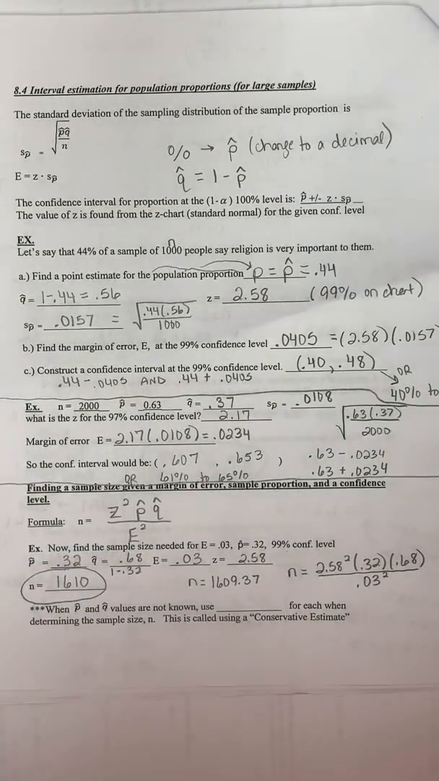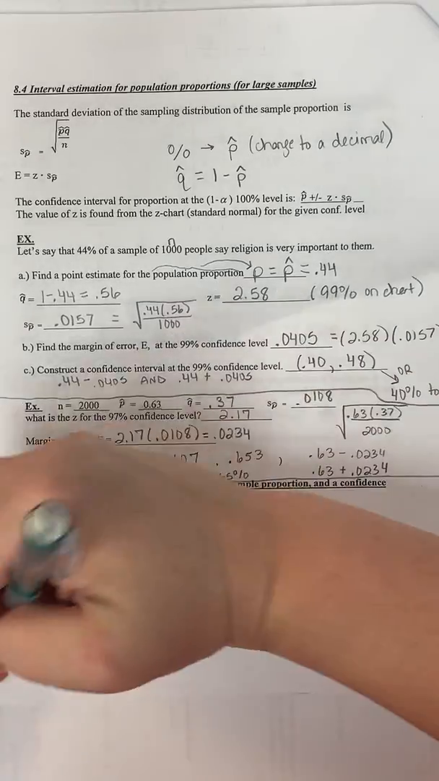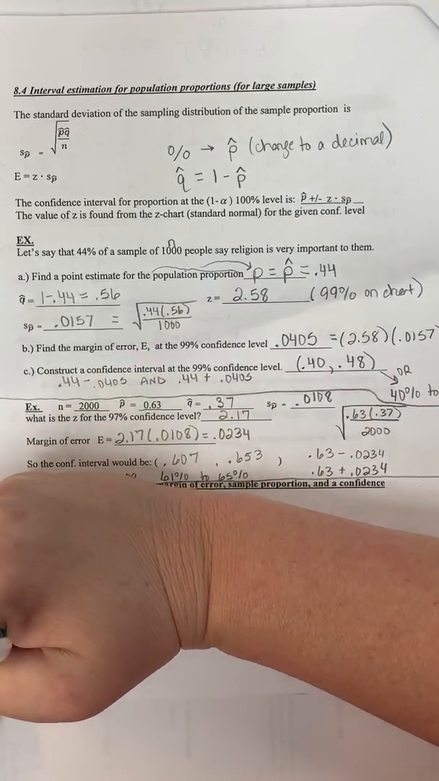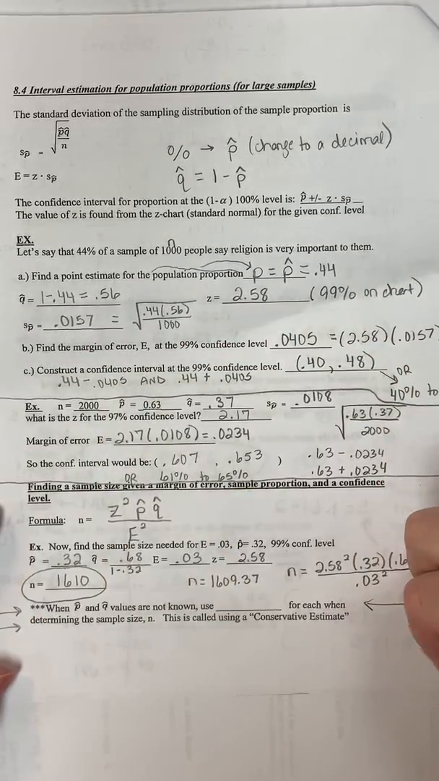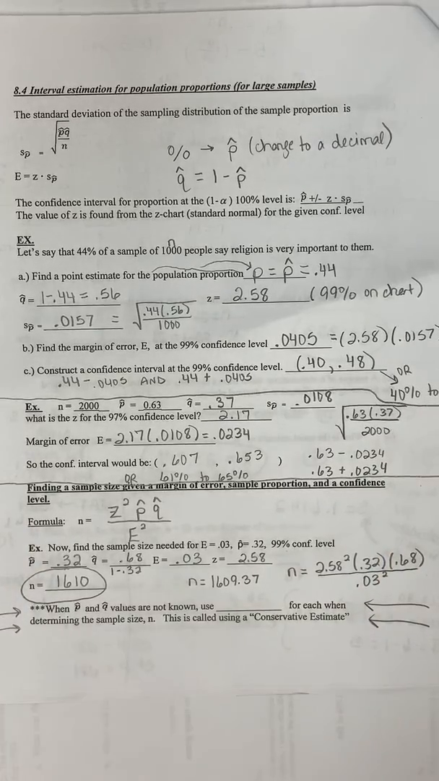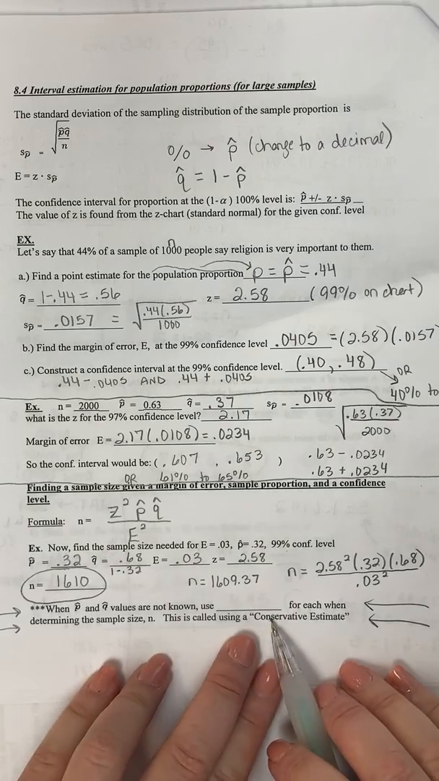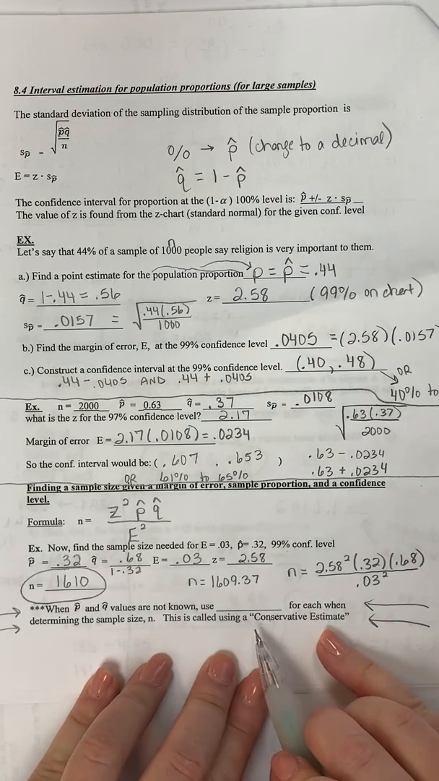Okay, this next part here is very important. Make sure you notice this. What if we need a sample size, but we just really don't have a lot of information? When that happens, what we can do is use a conservative estimate.